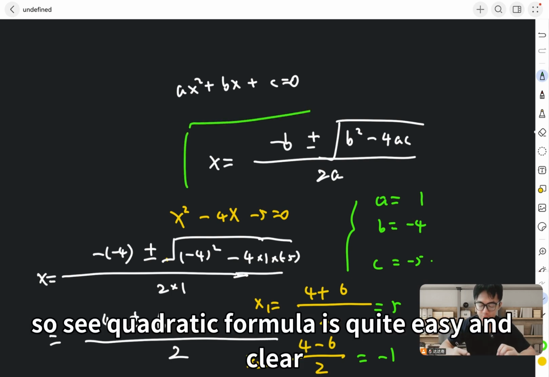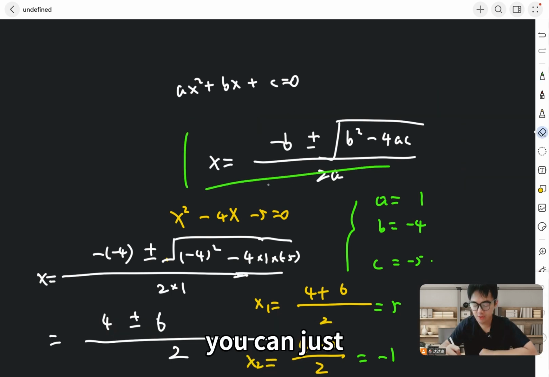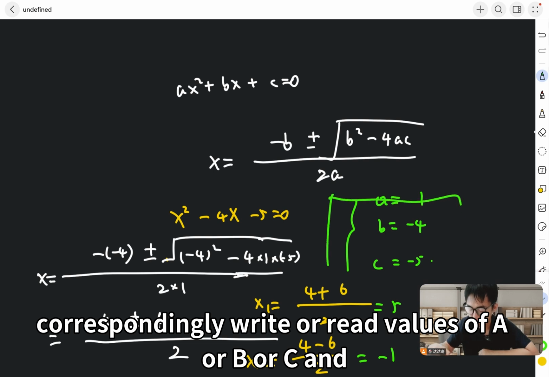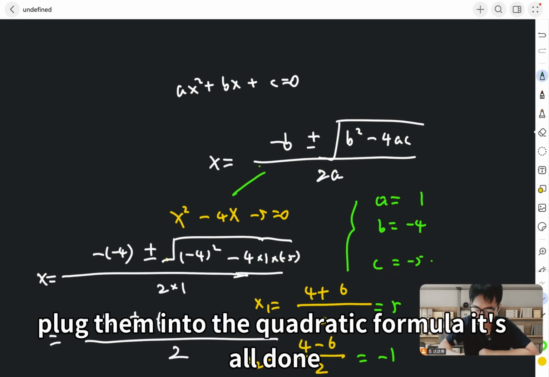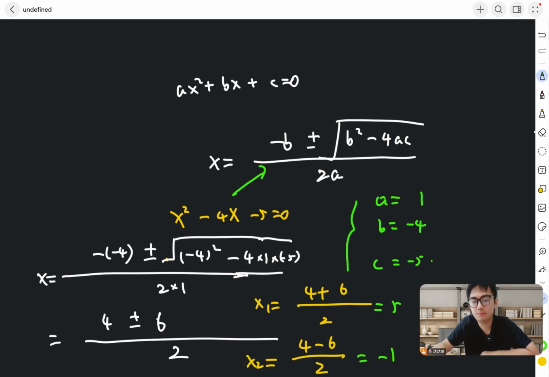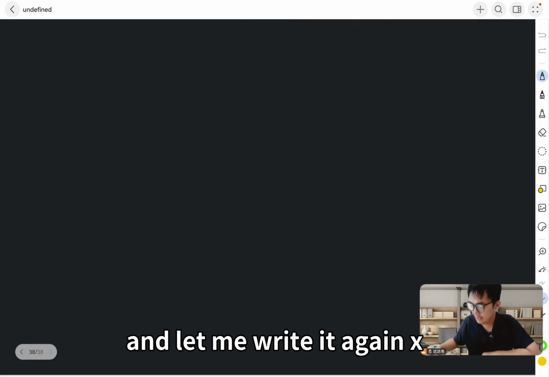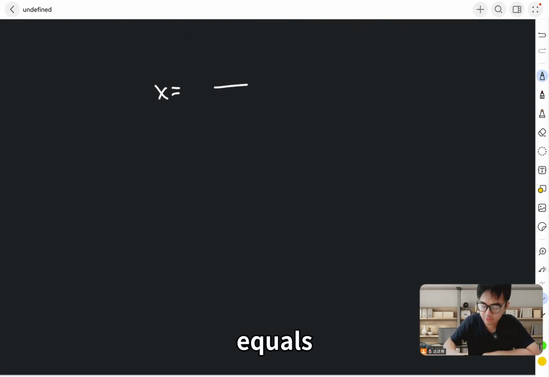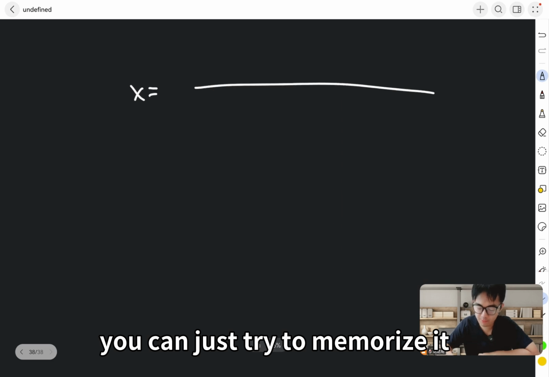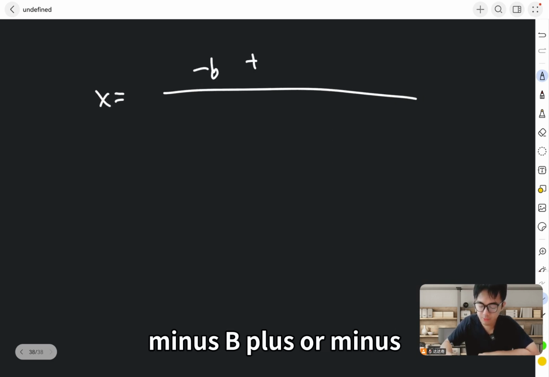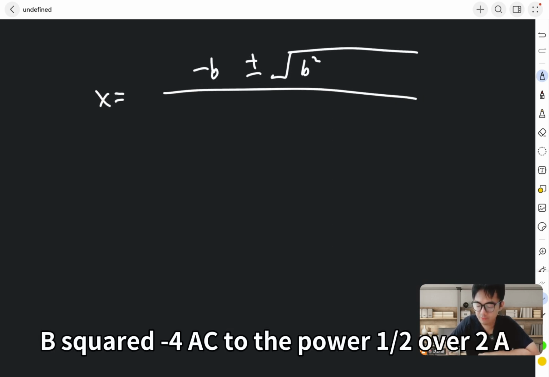So you see, the quadratic formula is quite easy and clear. You can just correspondingly read off the values of a, b and c and plug them into the quadratic formula. It's all done. Let me write it again. x equals minus b plus or minus the square root of b squared minus 4ac, over 2a. You can try to memorize it.